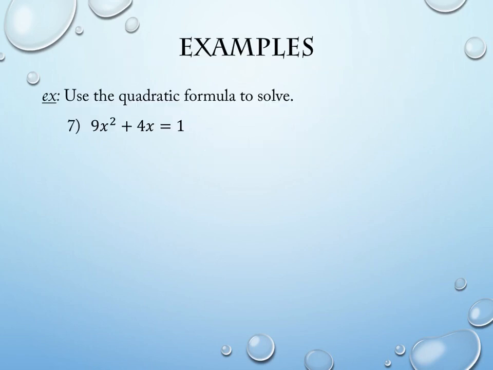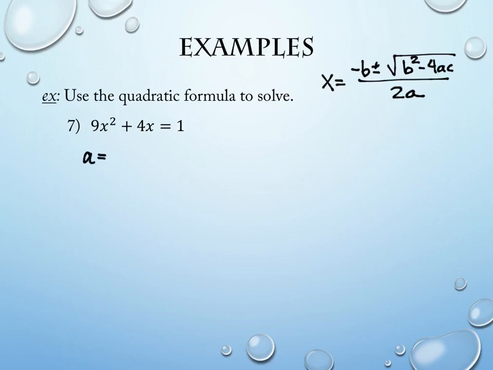I'm going to write the quadratic formula over here. Okay, so that's our quadratic formula. What we need to make sure we do is correctly identify a, b, and c. That's valuable information. So in the equation that we're given, what's a? 9. What's b? 4. And what's c? 1. And these happen to all be positive.